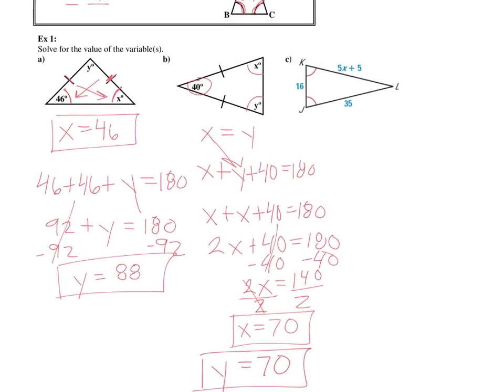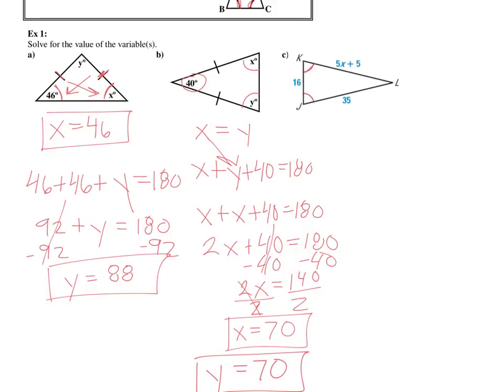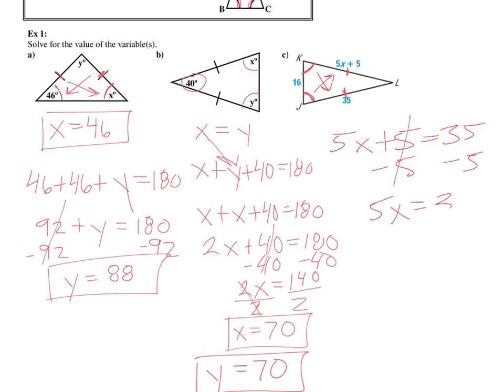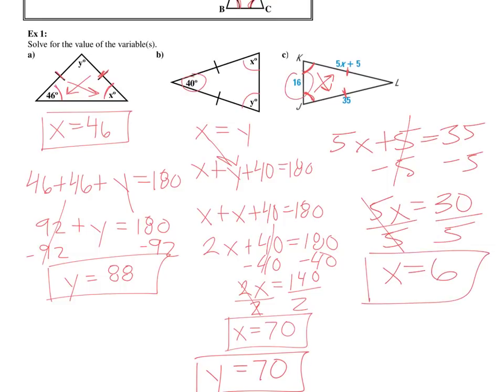Going on to part C. I know these two angles are the same. So what do I know about the sides across from them? Their lengths are the same. So 5x plus 5 equals 35. Subtract 5, 5x is equal to 30. Divide by 5, x is equal to 6. Done. Now, what about the 16? Well, we don't have to use it in this case. You just have to be able to determine which information you need to use to figure out the variable value. All right, let's go on.